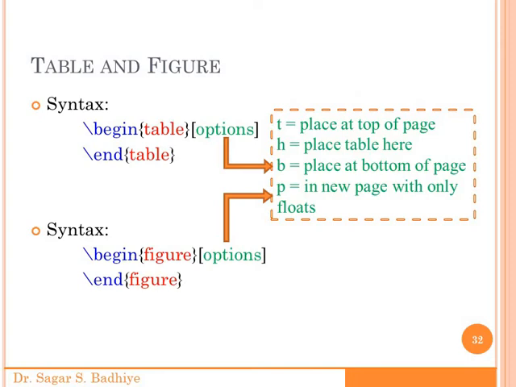The options can be the position of the table to be placed on a particular page. The option can be t, which places the table on the top of the page; h, which places the table here, that is at the current place; b, which places the table at the bottom of the page; and p, which places the table on a new page. That is only for float objects. And this environment ends with the \end within curly braces table command.